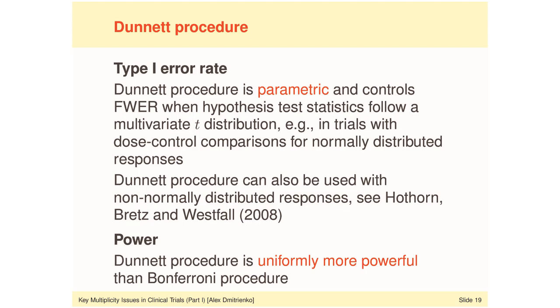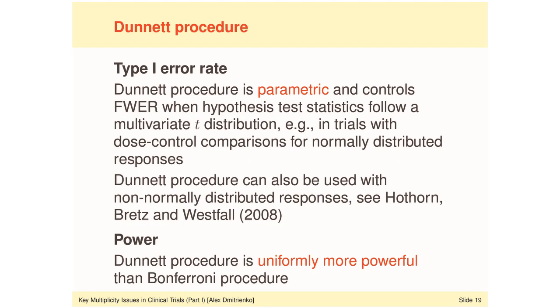But of course, it's natural to ask: what if the response variable, the primary endpoint, is binary, or perhaps it follows some other distribution, which is not normal? The good news here is that the Dunnett procedure can also be used in those settings, and it generally performs quite well with non-normally distributed responses, provided the sample size per group is large enough. By large enough I mean about 30 patients or more per group, which will clearly be the case in all confirmatory clinical trials, and this condition may also be satisfied in phase 2 trials.